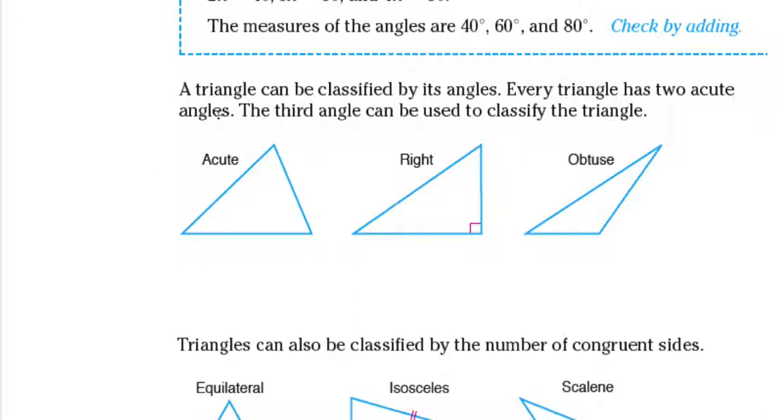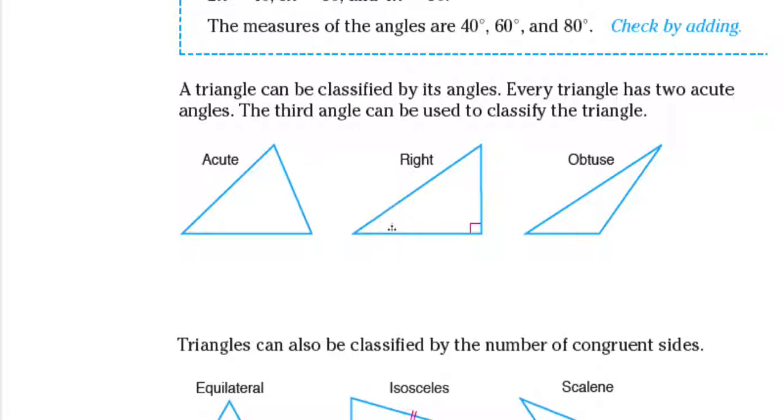Okay, so again, a triangle is classified by its angles, and every triangle, not just one, has two acute angles. And the third angle is the one that classifies our triangle. For example, if you have an acute triangle, this simply means that you have three acute angles. Remember the definition of acute: greater than 0, less than 90 degrees. So that means this is an acute triangle because you have three acute angles.